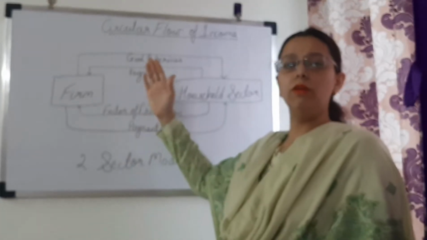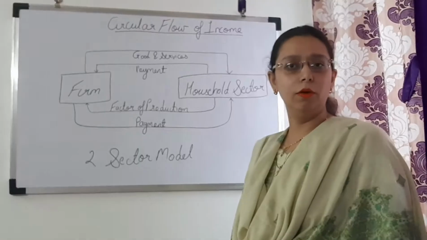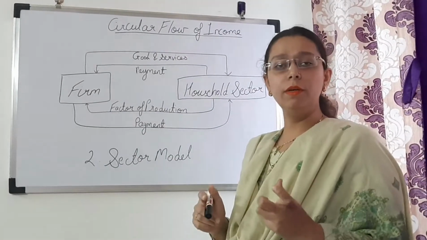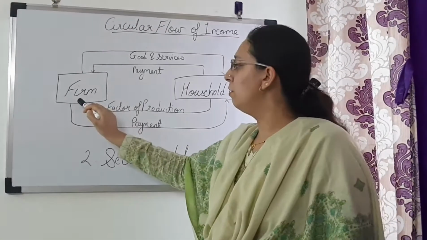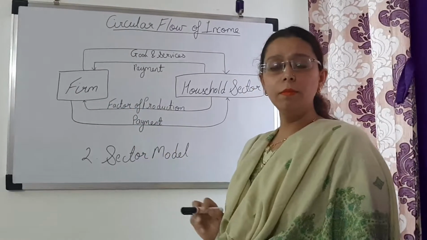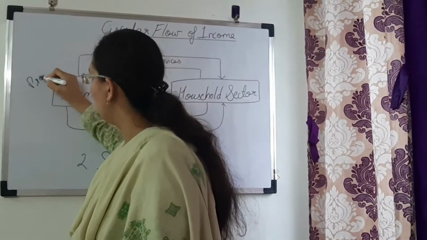Everyone. Today we are going to see about circular flow of income in two-sector model. Now what is circular flow of income? It is a flow of money between two sectors. The two sectors are firm and household. What is firm? Firm means producer who produce products.